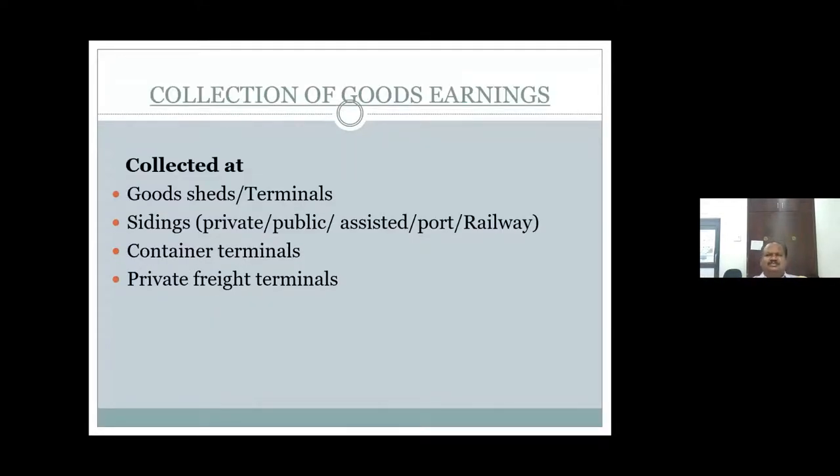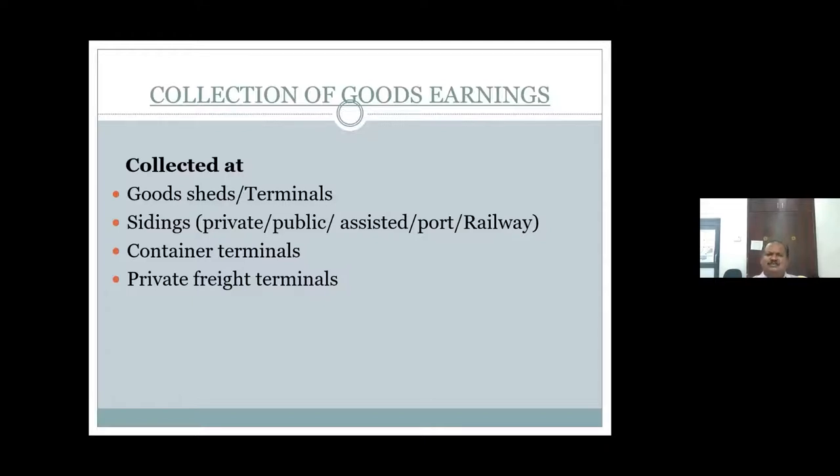So, where are these earnings collected? These are the earnings collected at the goods sheds, which we now call terminals, at the siding. Again, sidings can be different. There is private siding, public siding, high-shed siding, port siding, and railway siding. Port means seaports, like Krishnapatnam port or Kochi port or Bombay. Wherever a port is located, seaports, their sidings are provided, where inward or outward traffic is dealt with.